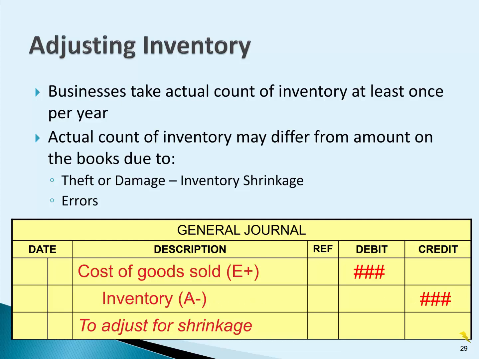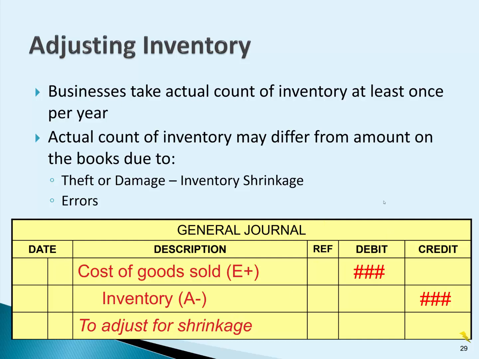So when we count the inventory, we're going to figure out how much has been lost or stolen, or damaged. And we're going to lower the inventory count with a credit. Remember, inventory is an asset and it's going down. And then we need to increase the expense account called COGS, cost of goods sold. Theft, damage, and stuff like that is just a part of the cost of business. So we have to increase the cost of goods sold, and then we lower inventory to adjust for the shrinkage of the inventory account.